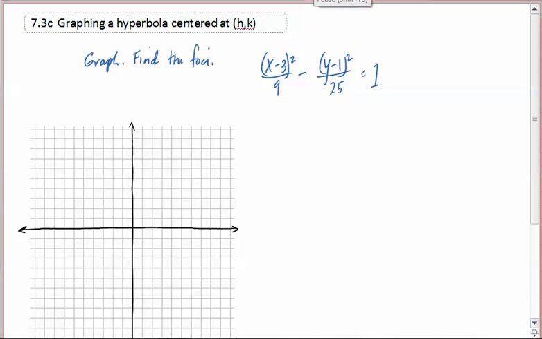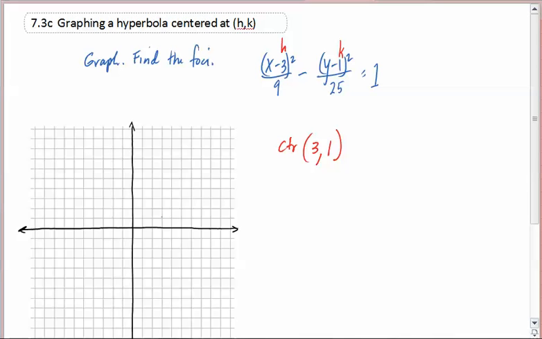So let's take a look at graphing a hyperbola centered at (h, k). The directions say to graph, and then it also says to find the foci. So center, let's just take a look first at that. For my center, this is my H. I always look for the X, and that's going to be with the H, and the Y is going to be with the K. So I'm going to have the minus belongs to the formula, so the center is at (3, 1).